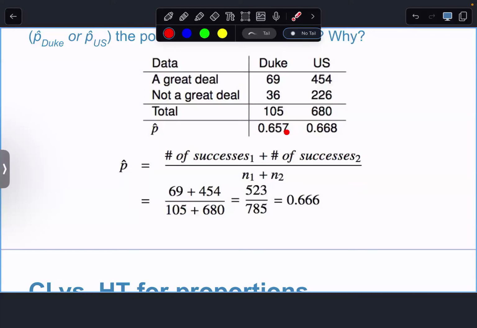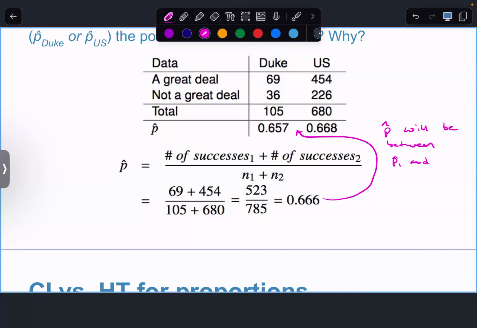One thing that you can use to check your answer is that the pooled proportion is always going to be between P1 hat and P2 hat. It's going to be pulled towards the larger sample, right? Thinking about the pool, right? But it's always going to be between. So P hat will be between P1 hat and P2 hat. I mentioned that because that's a common mistake that I see, right? You get a pooled proportion that doesn't make sense given your P1 hat and P2 hat. So nice to be able to check that.